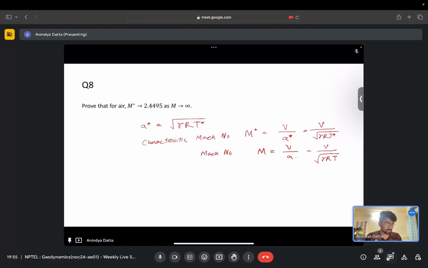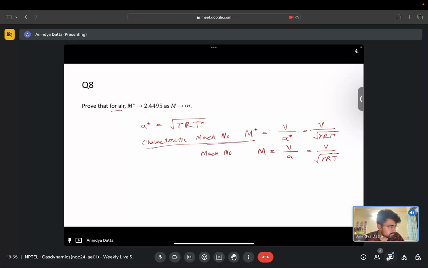Similarly, you can compute something called M0. If you compute a speed of sound using the stagnation temperature and then do V by that, it gives you M0, but that is not of much significance. But this characteristic Mach number M star is sometimes used in some analysis. Our question is to prove that for air this M star tends to approximately 2.45 when Mach number tends to infinity.